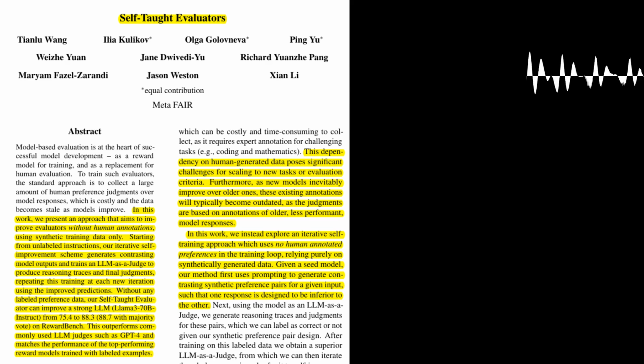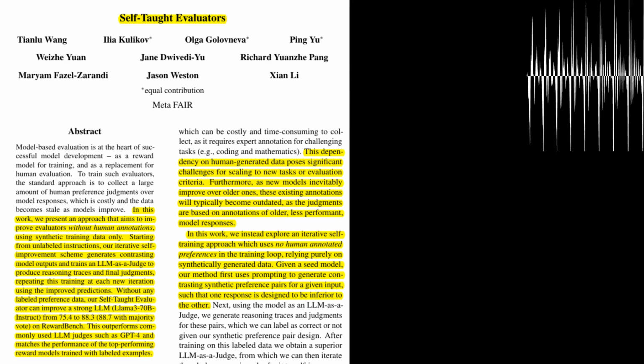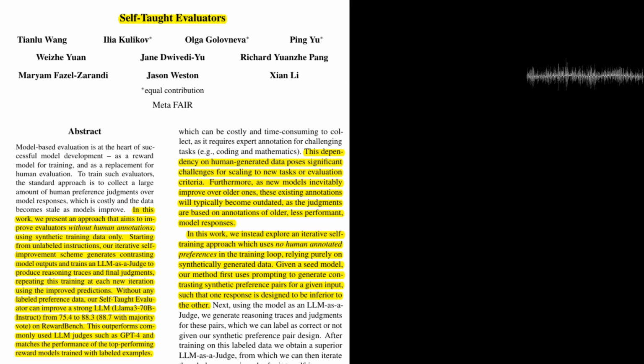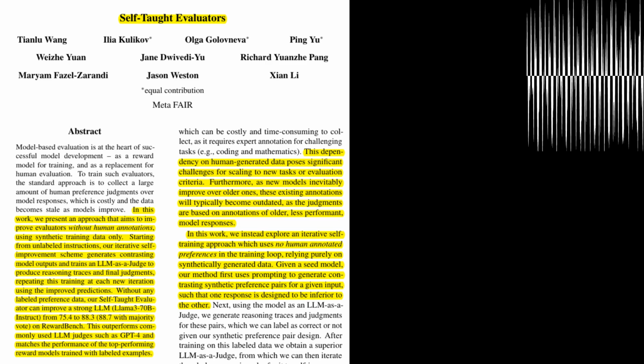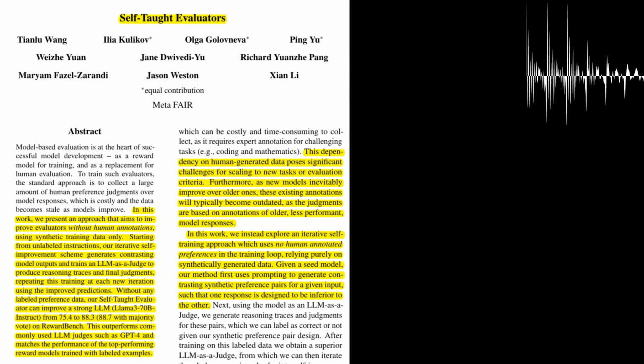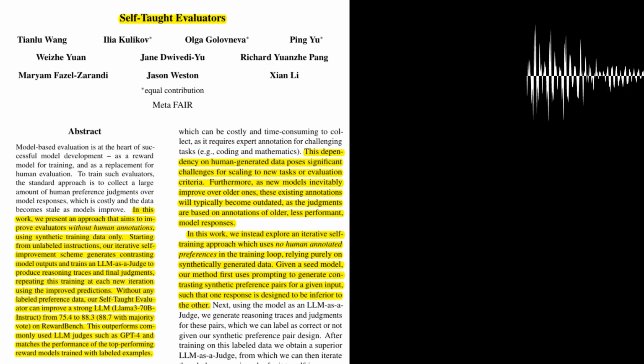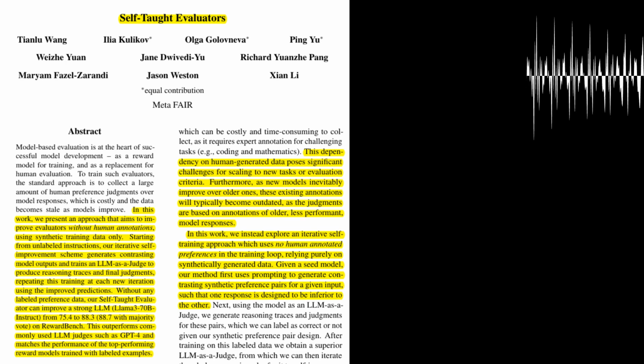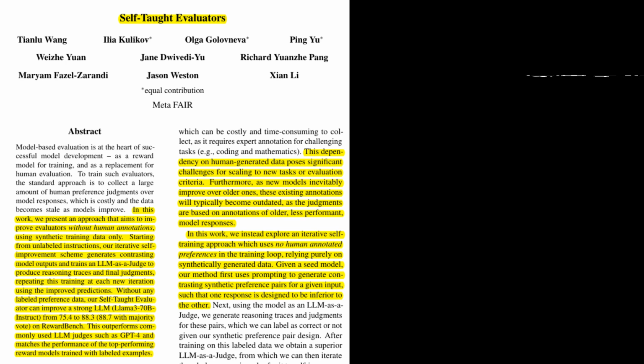What are the main challenges associated with traditional methods for training evaluation models? The primary challenge with traditional methods is the reliance on human annotated data. Collecting large amounts of high-quality preference data from human annotators is costly and time-consuming, especially for complex tasks like coding or mathematical reasoning. Furthermore, as LLMs improve, these annotations become outdated, as they are based on judgments of older, less performant models. So this paper proposes a self-training approach that eliminates the need for human annotations.